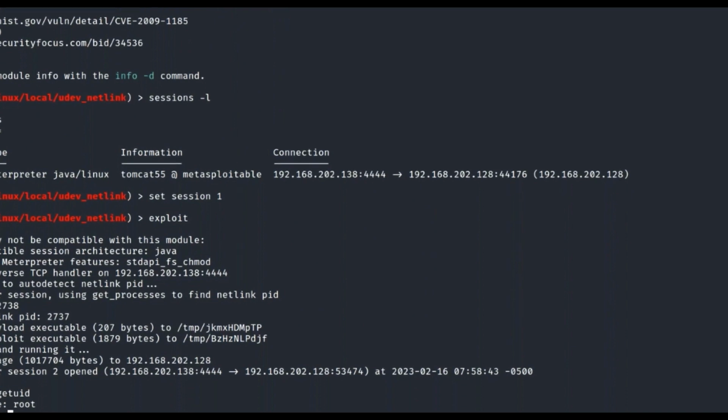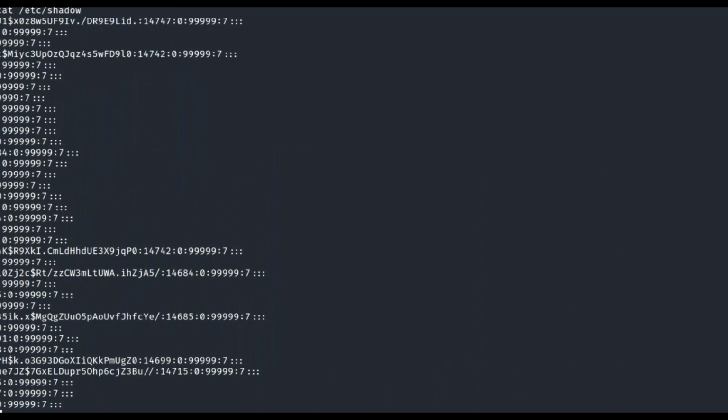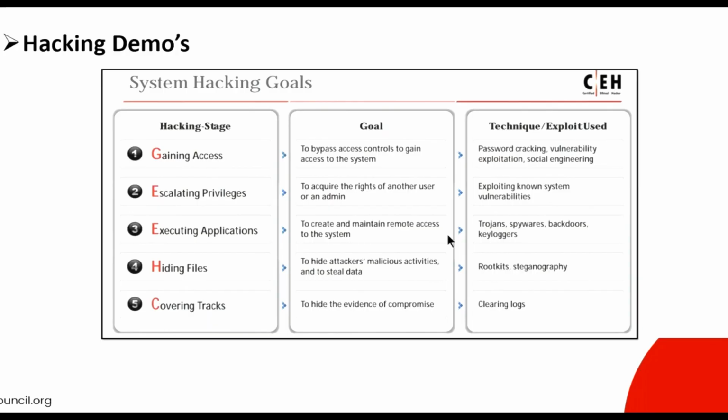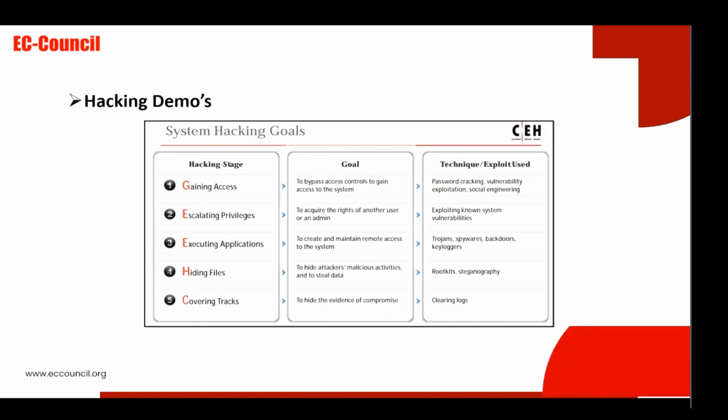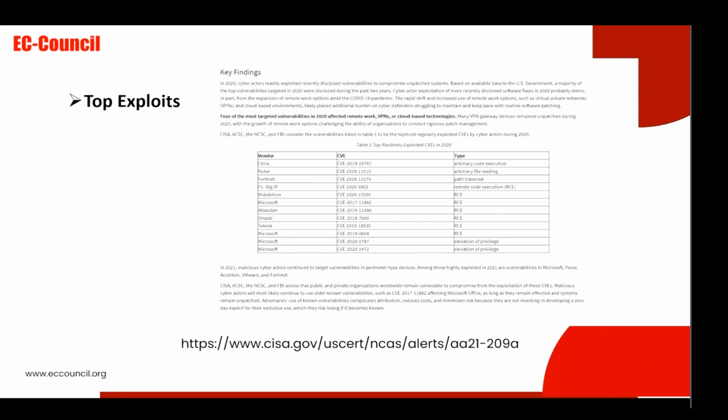So I'm running as root. That will then allow me to go and show you the contents of my Linux shadow file, which is a hash value of all of your accounts. And that, ladies and gentlemen, is a really straightforward demonstration showing you some of the key stages of gaining access, escalating privileges, and being able to execute applications, like showing the contents of the shadow file.